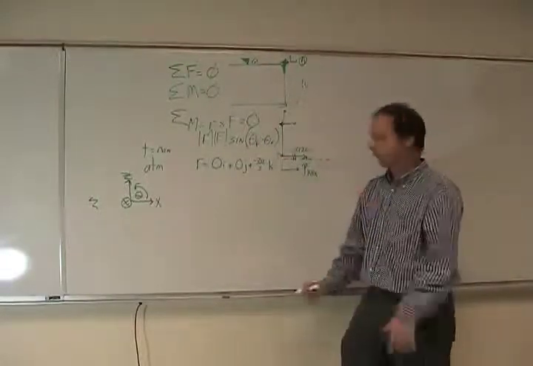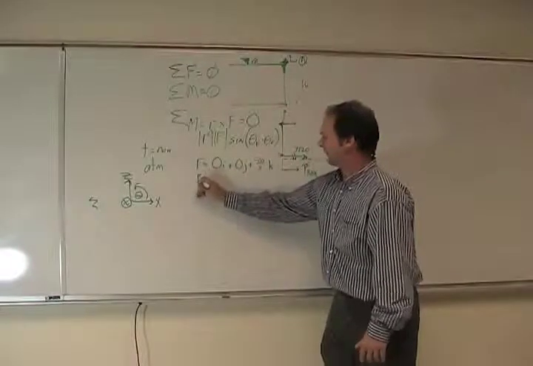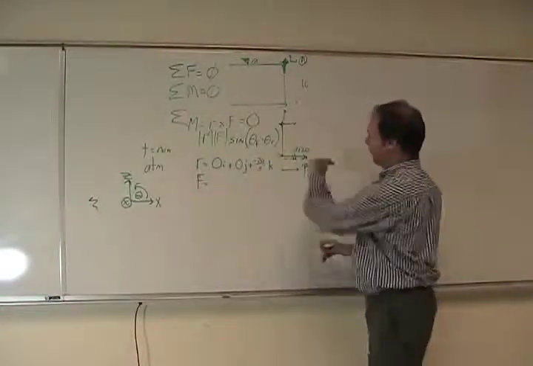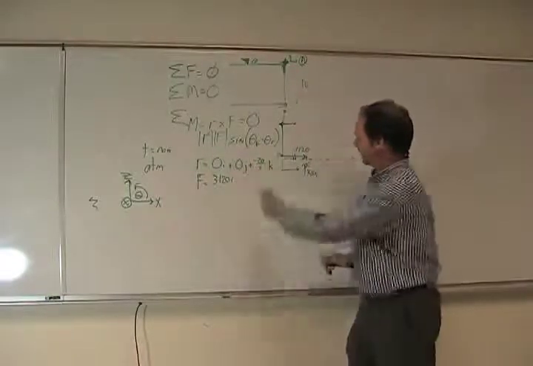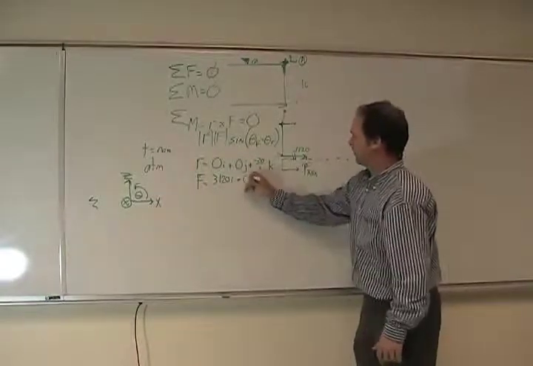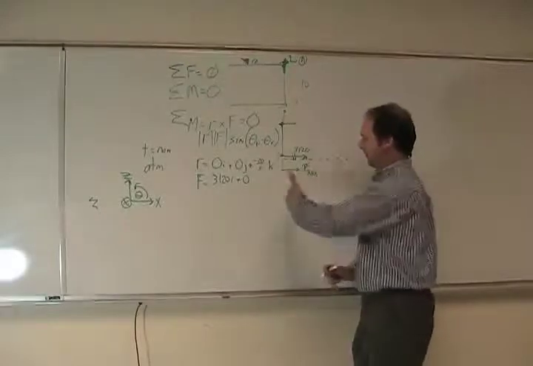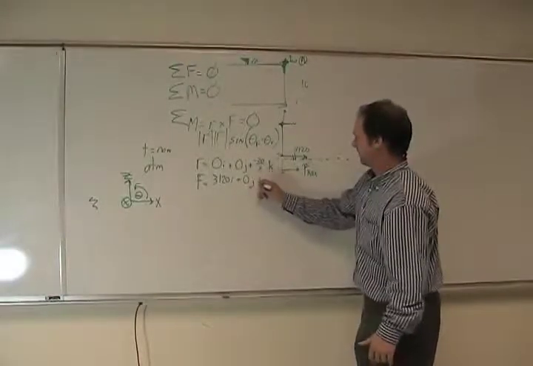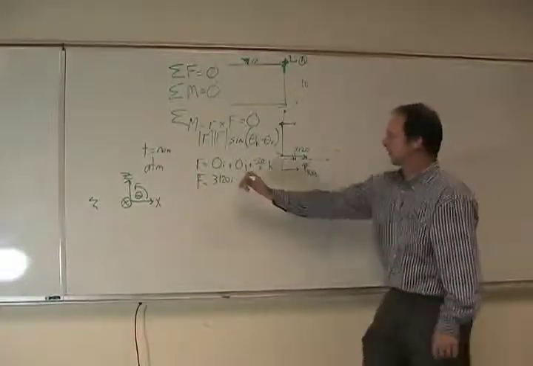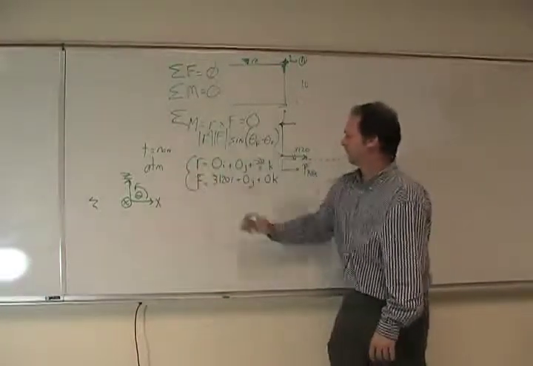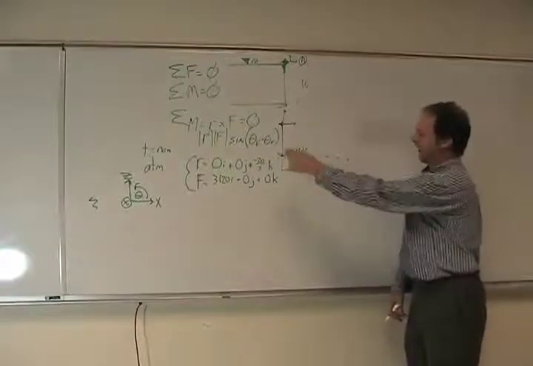What is the force vector? The force vector is equal to 3120 in the x direction plus 0 in the y direction, j, plus 0 in the k direction. This here are the radial vector and the force vector for the hydrostatic force.